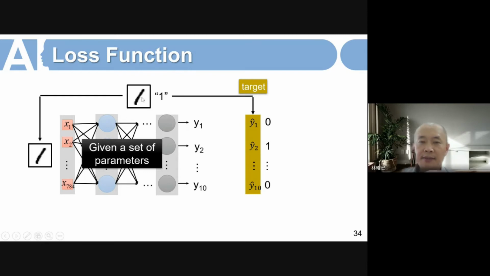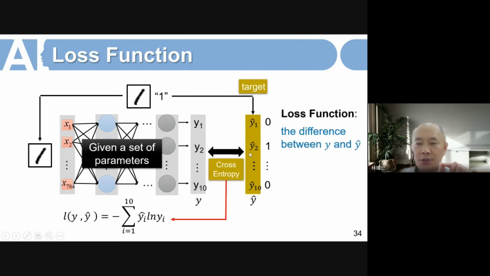Then the image will be the input of the neural network, and you will get the output for this input. Y1 to Y10 is the output of the neural network, and we call it Y. And for the ground truth, we use Y hat. The difference between the output and the ground truth is called the loss of this training data. The loss is defined as the difference between Y and Y hat.